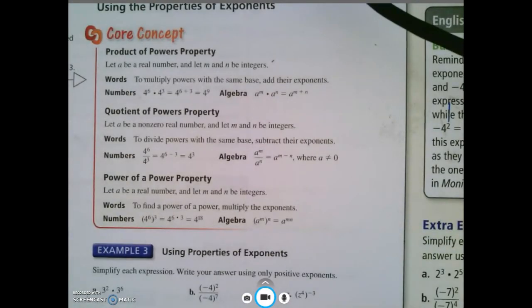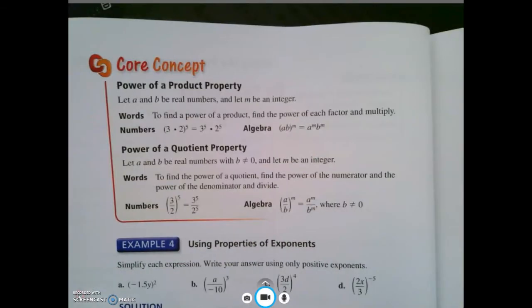Alrighty. Those are your core concepts for that part. There's one more core concept box left, and that's coming up.